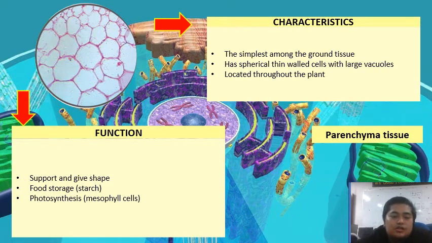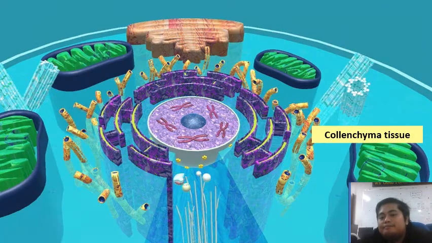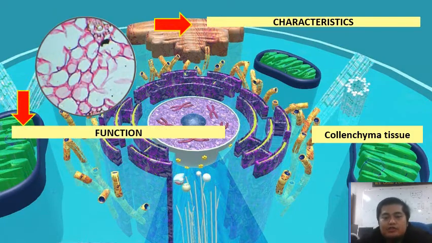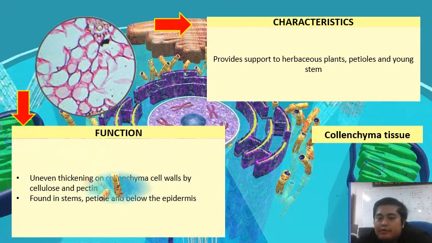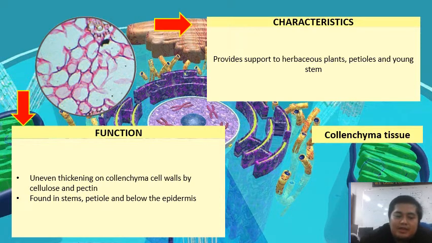It's also used as a food storage in the form of starch and also a site for photosynthesis with the help of mesophyll cells. As for collenchyma tissue pula, so dia punya karakteristik, it provides support to herbaceous plant, petioles and young stem. So fungsi dia, terbalik kat sini. So their characteristic is uneven thickening of collenchyma wall by cellulose and pectin and found in the stem, petiole and below the epidermis. Sorry, ni terbalik ya. Patutnya karakteristik dia, yang ni adalah karakteristik dia.